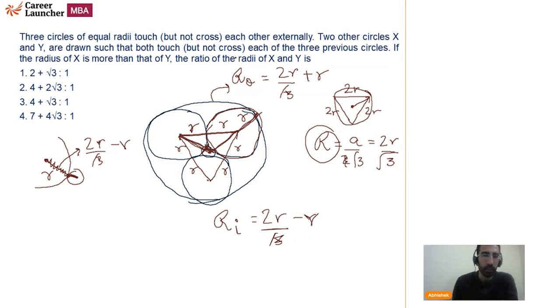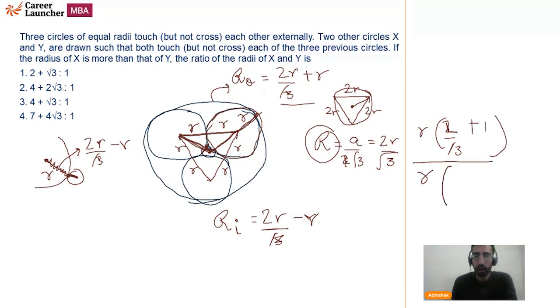So the radius of the larger circle, x is to y, means this radius is to this radius. So this can be calculated. Just take r common. You're left with 2 by root 3 plus 1 upon 2 by root 3 minus 1, and you get this answer. Rationalize this. This is 2 plus root 3 upon 2 minus root 3.